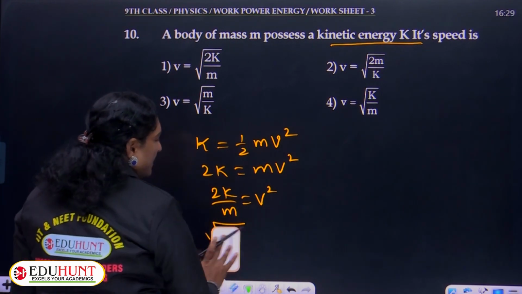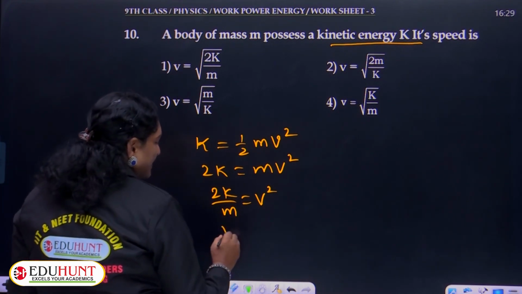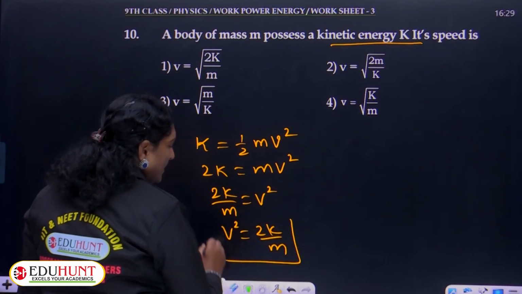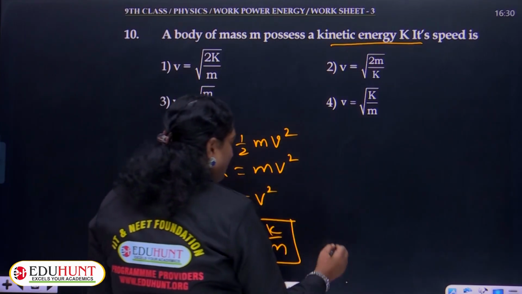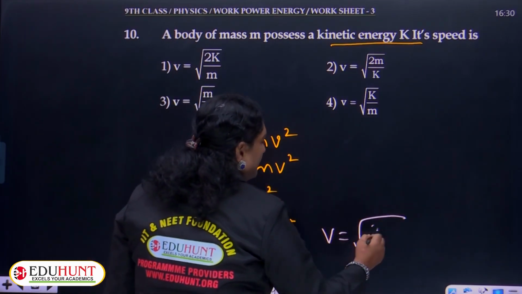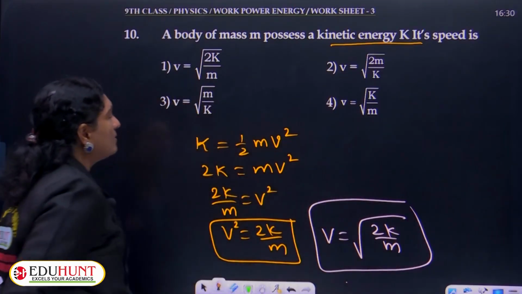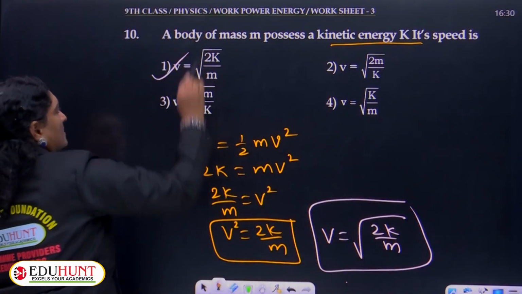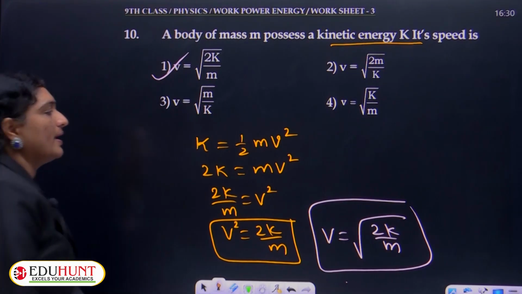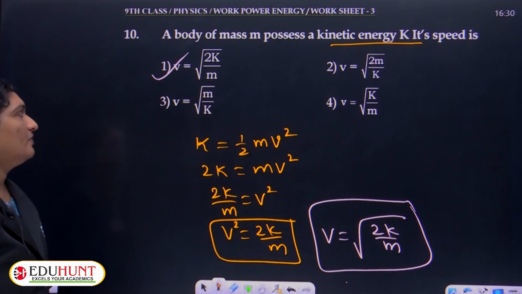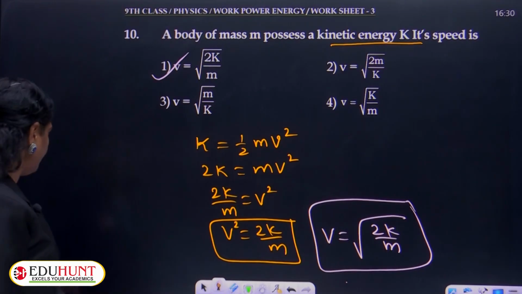Let me rewrite it once again. So V square equals 2K by m, we can say that the value of V is equal to under root 2K by m. So where is the correct option, children? V is equal to under root 2K by m. Hence, the first option must be true. For 10th question, first option is true.